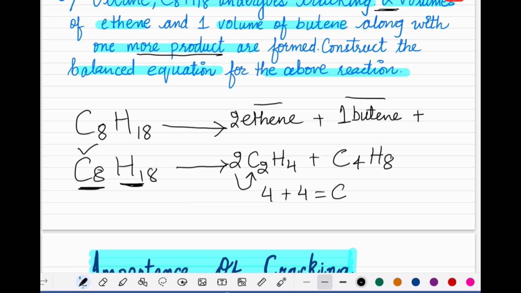Now look for the hydrogen atoms. 2 into 4, 8, plus 8 hydrogen atoms in butene. This makes 16 hydrogen atoms. This means there must be 2 hydrogen atoms on the product side. So I will write hydrogen molecule here in order to balance the equation. This means that the missing product is hydrogen gas.